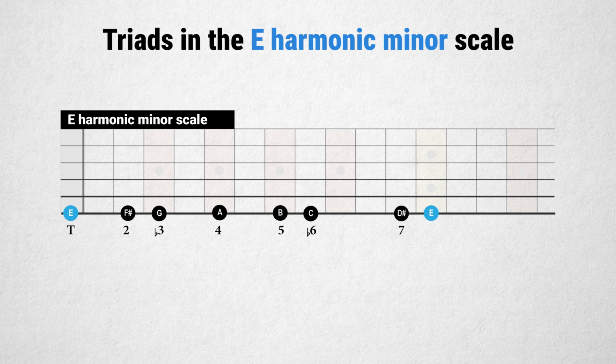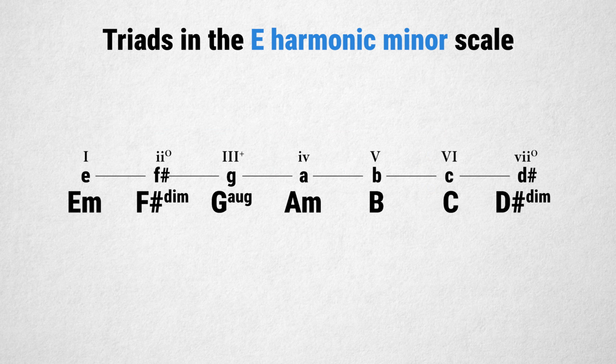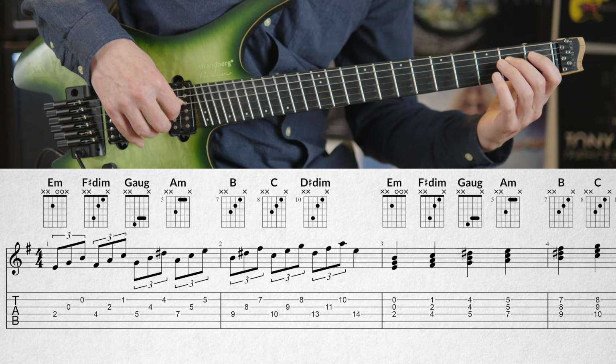In both major and minor scale, we did not encounter an augmented triad. Now, to study this triad, you could harmonize either the harmonic minor scale or the melodic minor scale. The harmonic minor scale is the minor scale with a major 7th degree. The triads in the E harmonic minor scale look like this: E minor, F sharp diminished, G augmented, A minor, B major, C major and D sharp diminished.